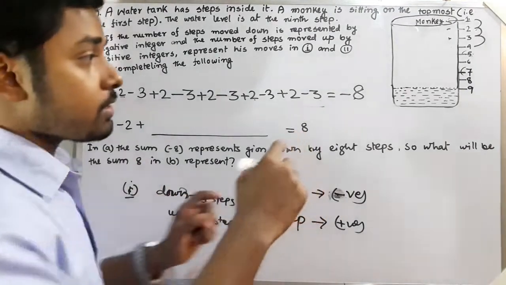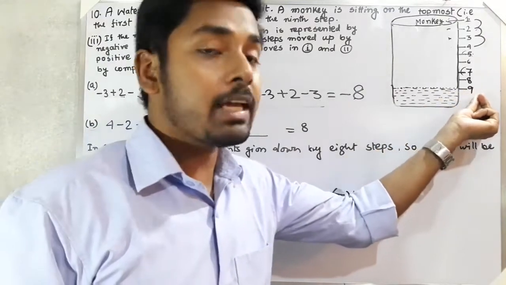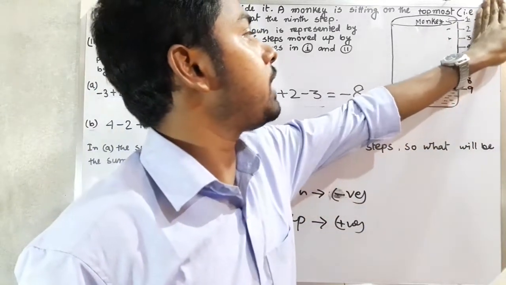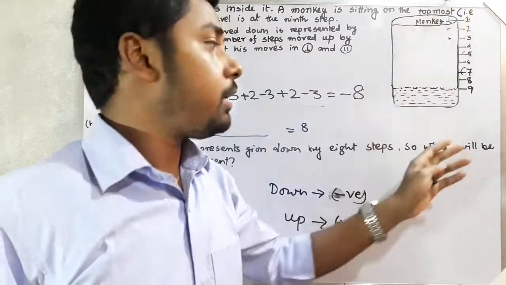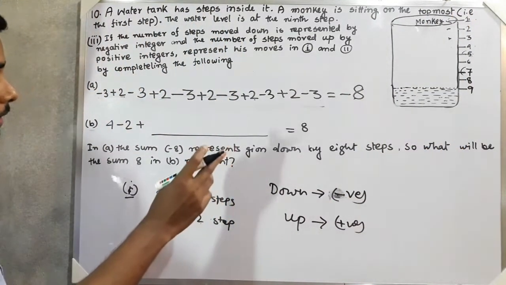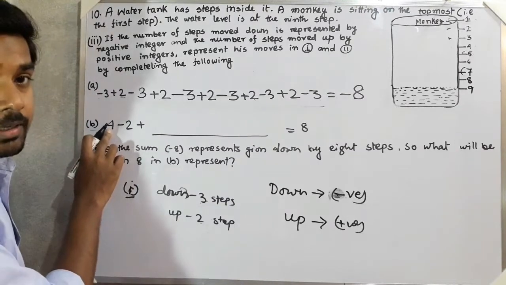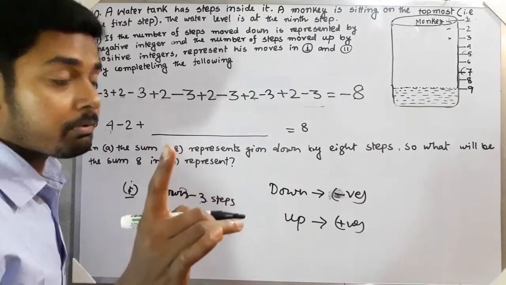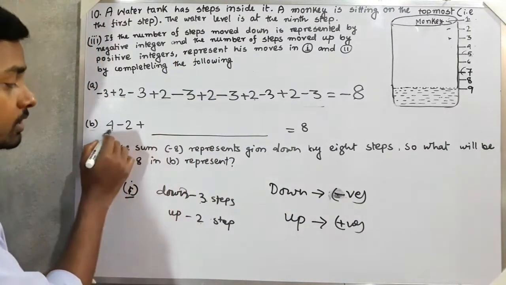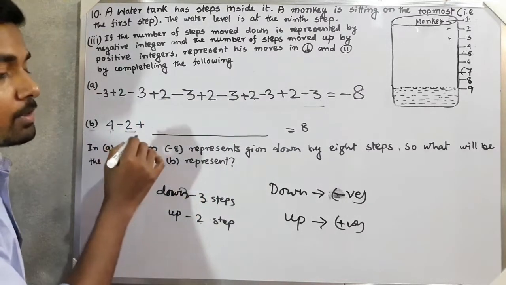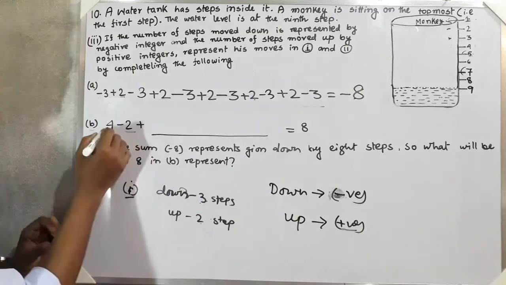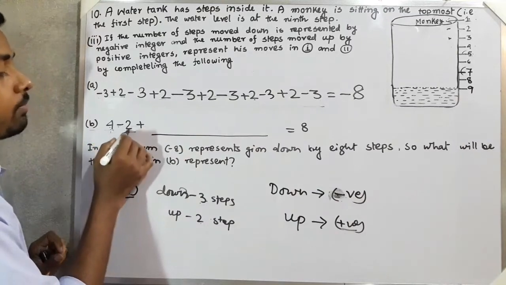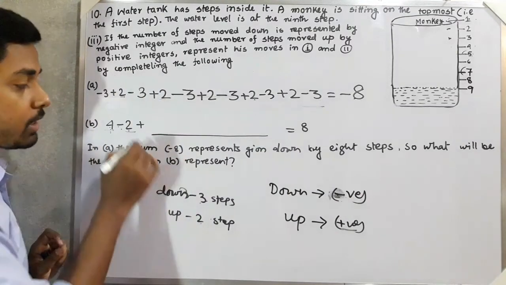In question number 2, after taking water, the monkey wants to go up now. He jumps up 4 steps, then jumps back 2 steps. So for the up, positive, so jumping up means positive 4, and jumping down is negative, so jumping down means minus 2. Down means minus, and 2 steps down means minus 2.